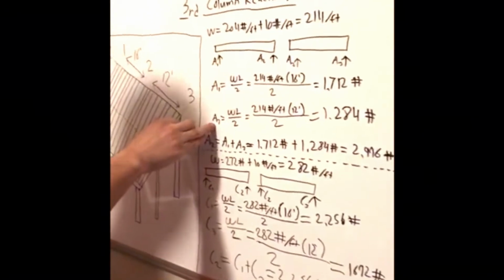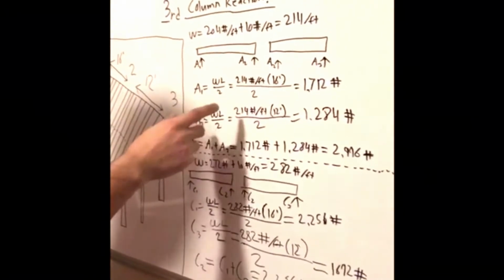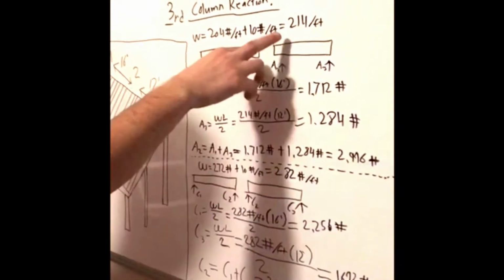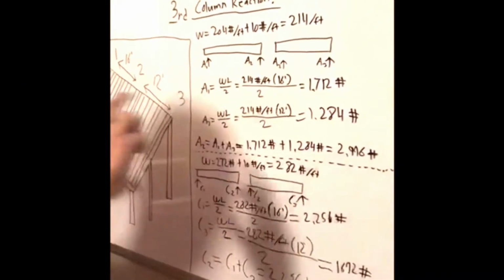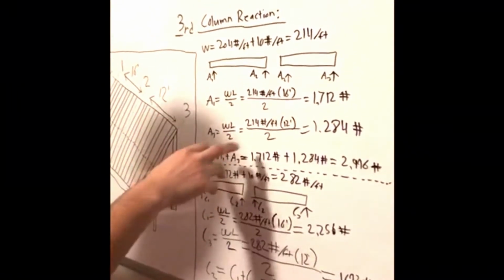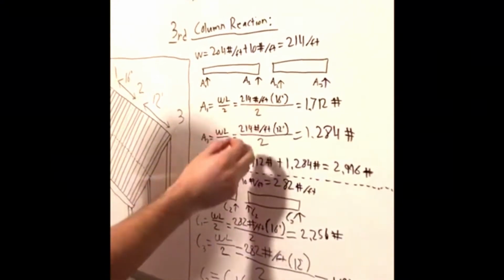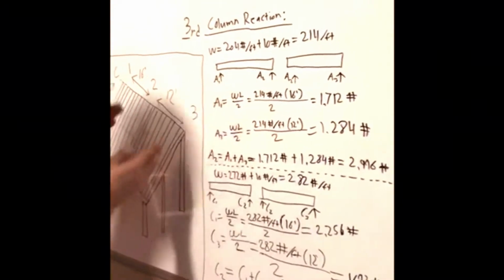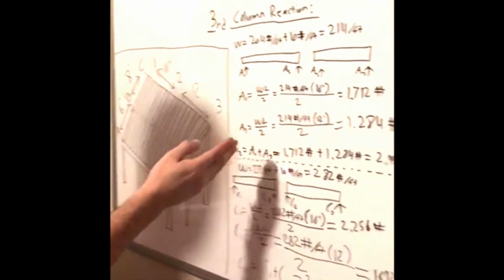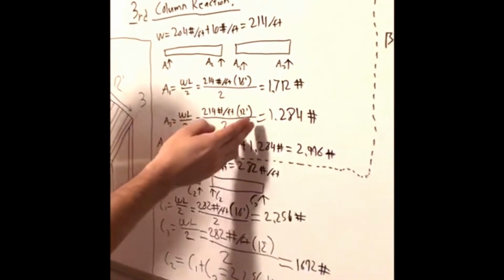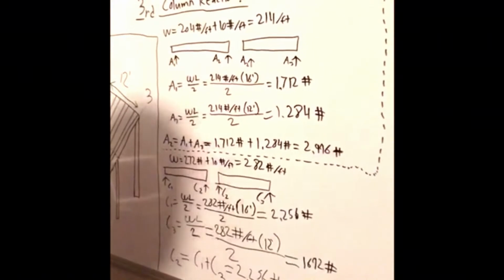So next we're going to move down to A3, same formula, and we can use the same load that we calculated here, because it's just for this whole beam, this whole row of columns across. And the only difference between this one and this one is going to be the 12 foot, because we're looking at this section now, and that's going to be A3. That's going to equate to 1,284 pounds.